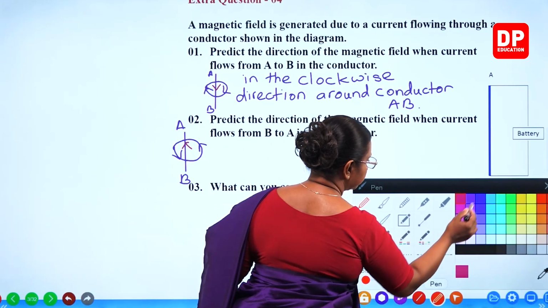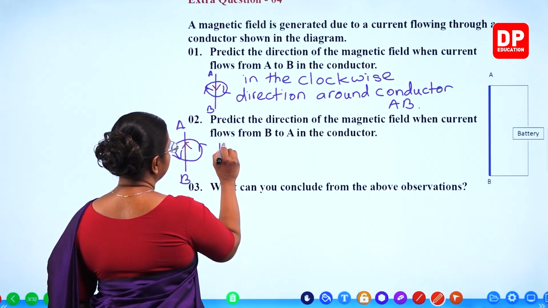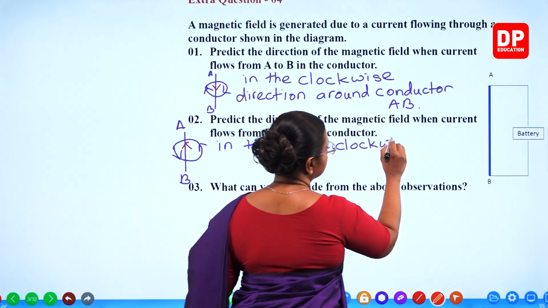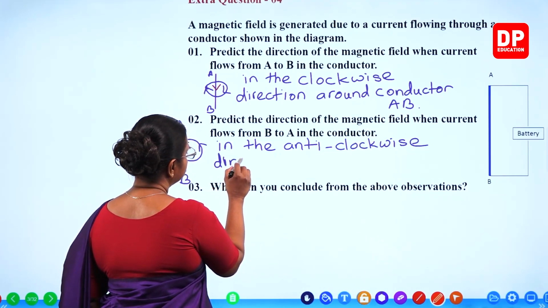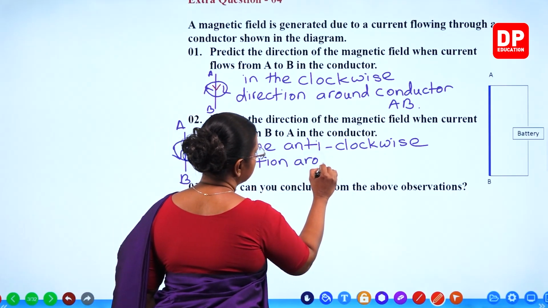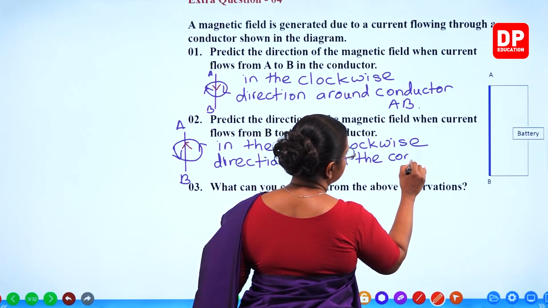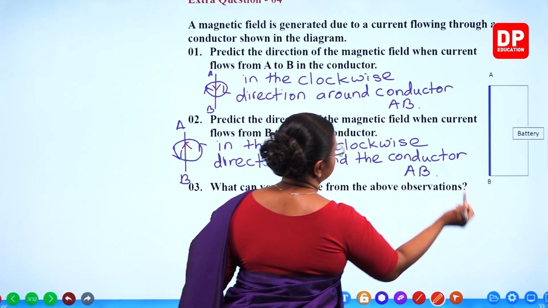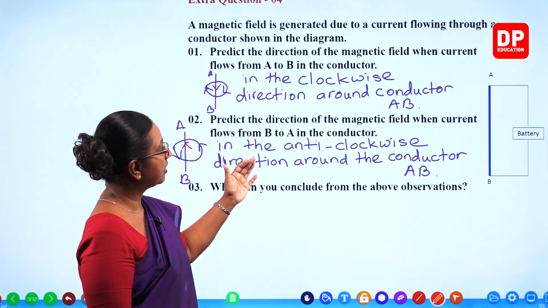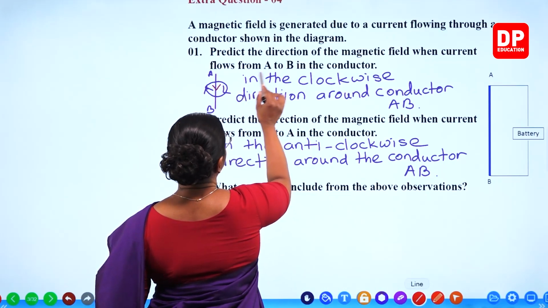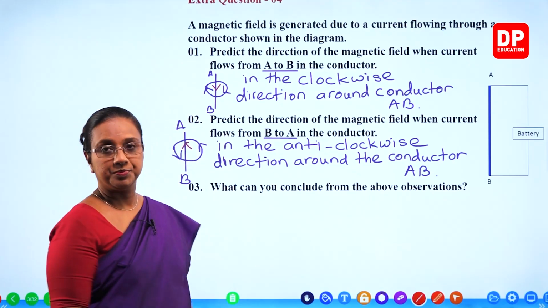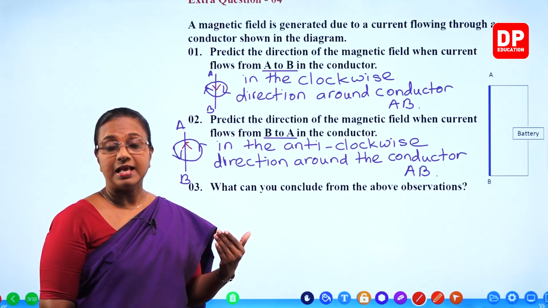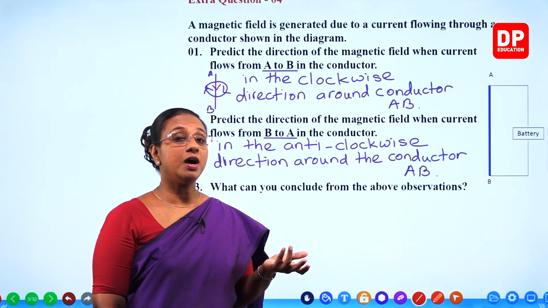So, the direction is in the anti-clockwise direction around the conductor AB. Here the conductor is AB, but the direction of current flow initially is from A to B, and here it is B to A. So, when the direction changes, you can see the direction of the magnetic field also changes. Is that clear, students? If you use the Maxwell corkscrew rule, how do you find out?